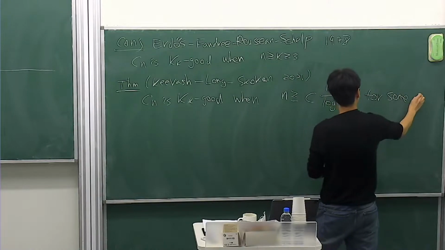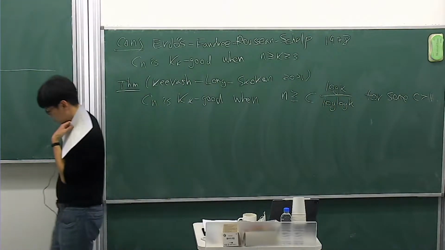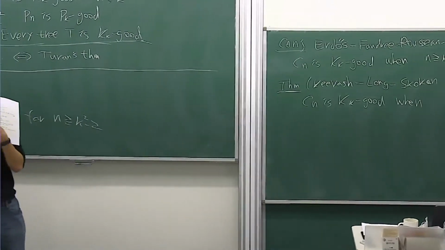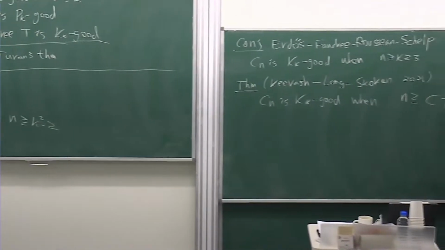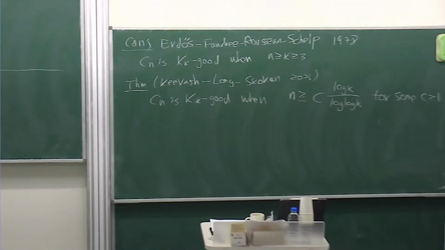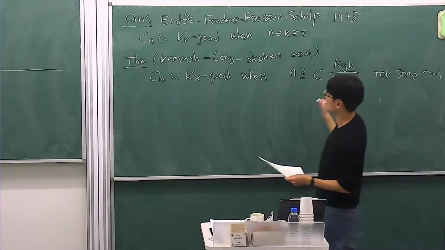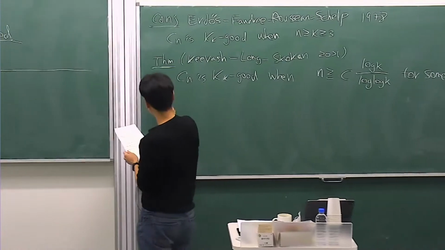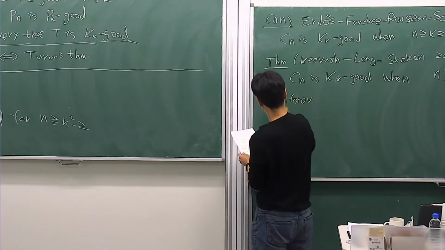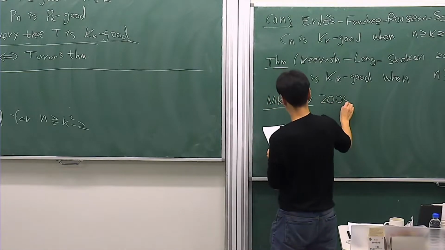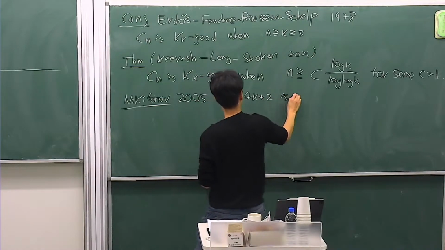Of course, for this constant, it could be large. So for small numbers, this might not completely resolve it, but for large numbers, just this. And in terms of small k and n, Nikiforov in 2005 proved that n at least 4k plus 2 is enough.